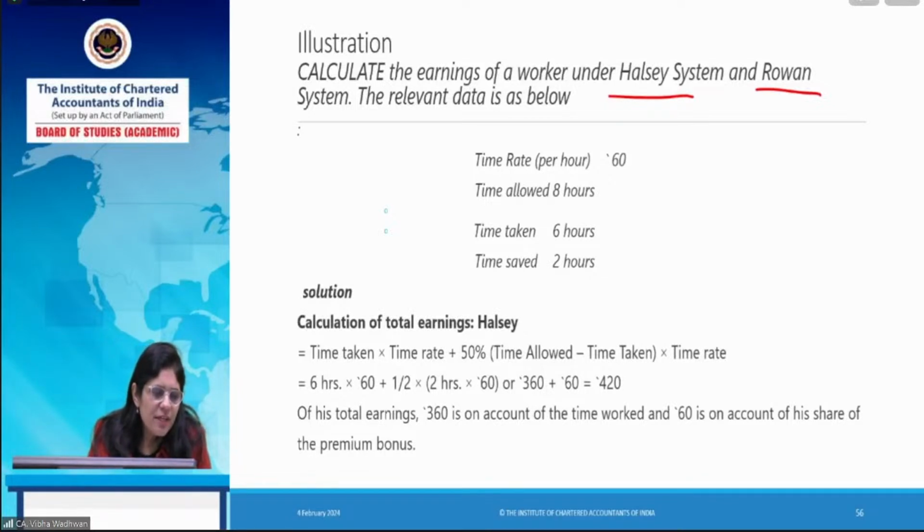Which method do the companies follow the most? It depends upon the company's policy. There is some analysis also. Let us do that analysis first and then we'll come back to your question, Srinivasan, all right? So you will yourself understand which method you should use. Quickly, I want the earnings as per Halsey and Rowan.